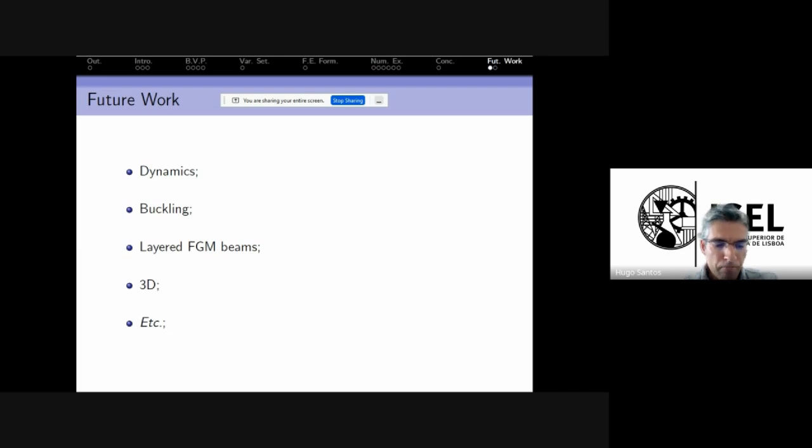Now, regarding future developments, I would say that the most straightforward ones include the extension of the formulation to dynamics, buckling, layered beams, three-dimensional beams, and so on.